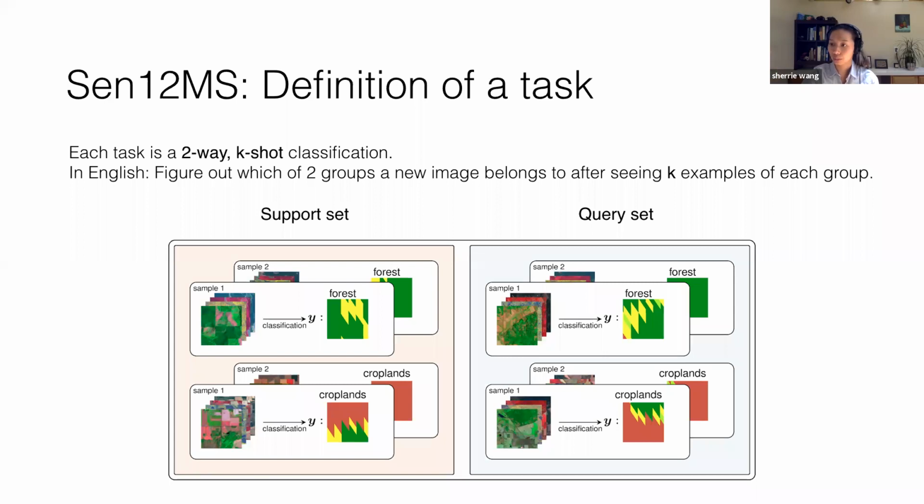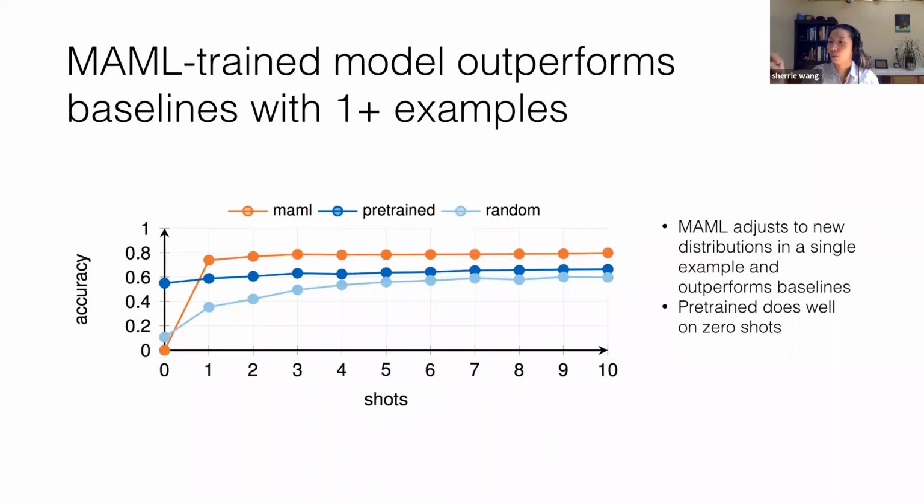The support set is going to be used in each task to adapt the model. Then we sample from the query set, again some forest and cropland, and we see how the model performs after adaptation on the query set. We use that to update the model initialization. When we do this, we find that the MAML trained model outperforms the two baselines, which are what I showed early on in the section: pre-training, or randomly initializing a model and training from scratch in each region. So that's totally independent; there's no sharing of information across regions for that randomly initialized model.